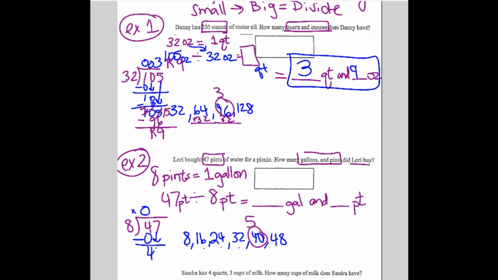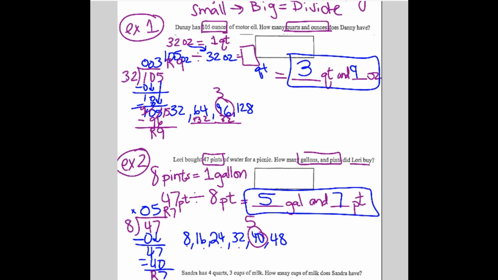Bring down the 7. How many times does 8 go into 7? It was the 5 times that we circled. 5 times 8 is 40. Subtract it out. We get 7. And that is our remainder. So it's 5, remainder 7. So 5 gallons, remainder 7 pints. That is our answer. 5 gallons, remainder 7 pints.